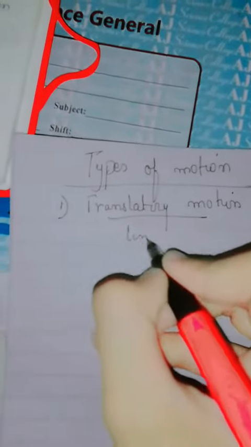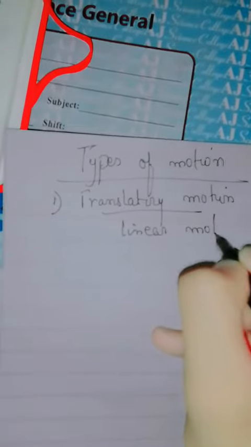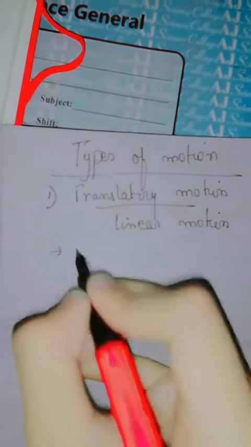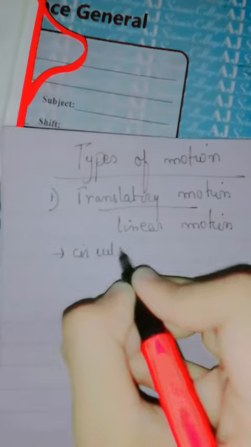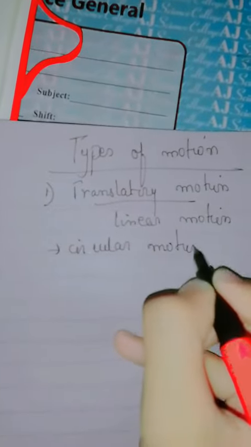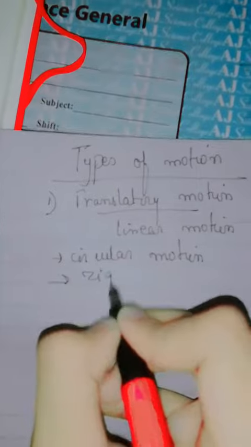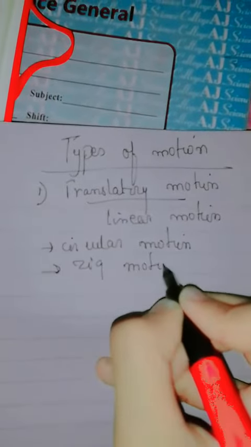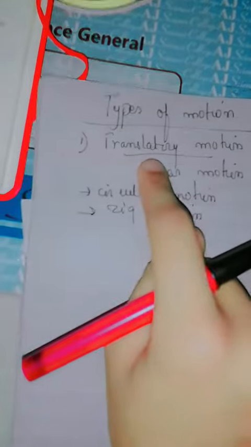If we talk about the types of motion, there are a total of three types of motion: translatory motion, which is also known as linear motion, circulatory motion, circular motion, and zigzag motion. Both of these motions come under translatory motion.